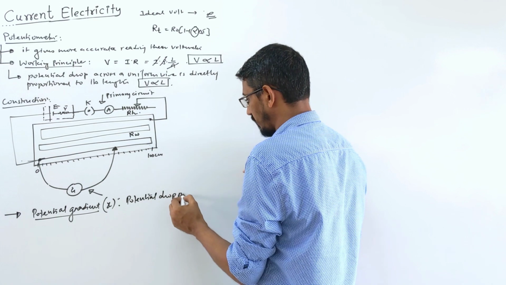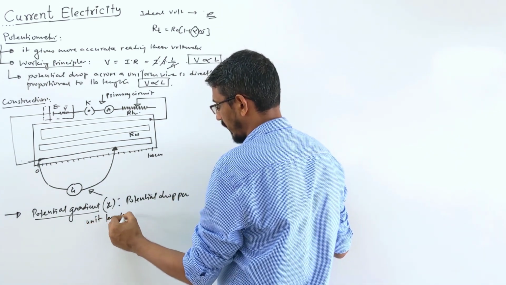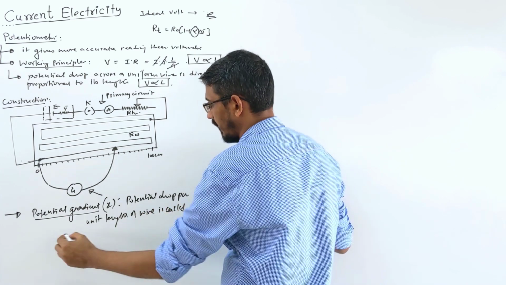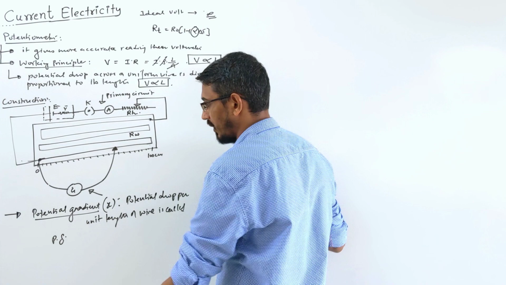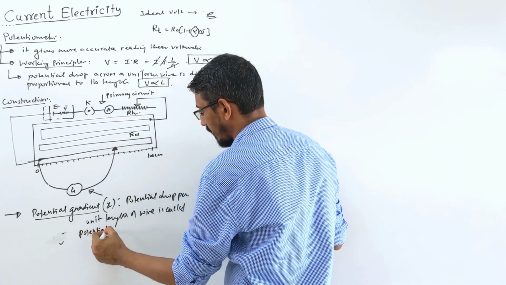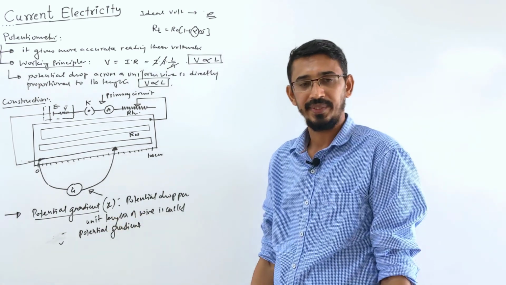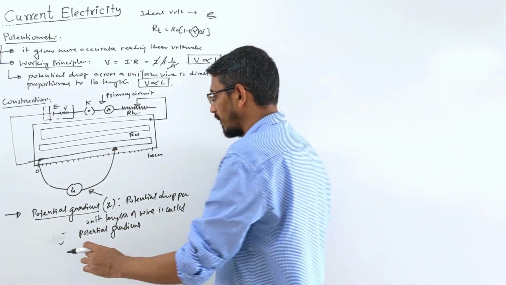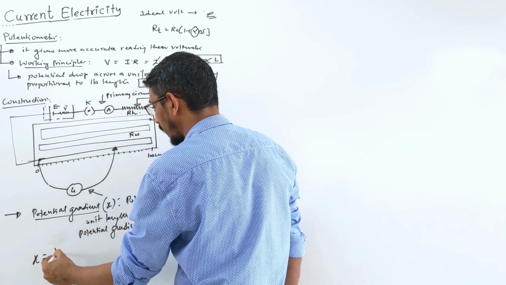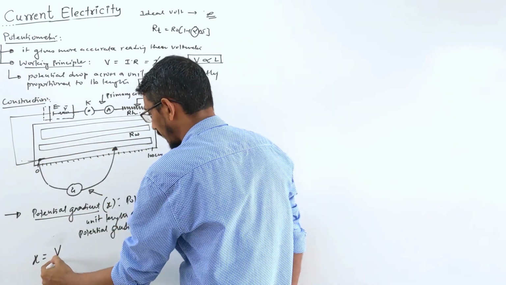Potential drop per unit length of wire is called your potential gradient. Okay, let me write in full. This is called your potential gradient. Done? So how do you write it in mathematics? X is nothing but the voltage drop across this whole wire, divided by the length of the wire.